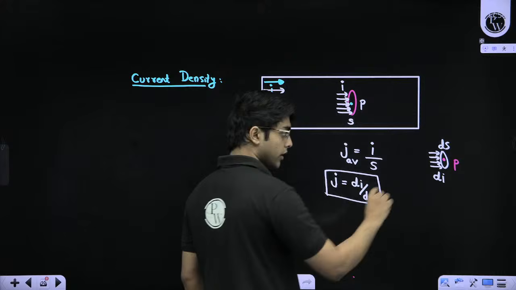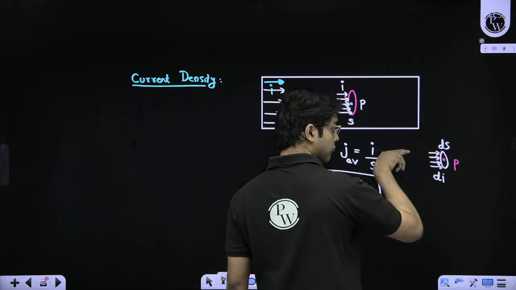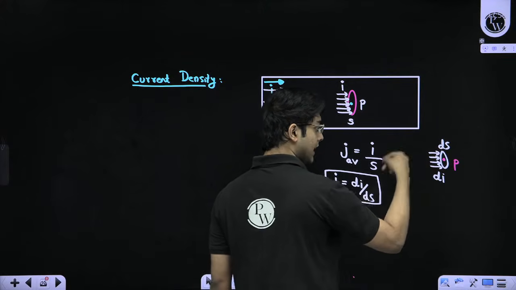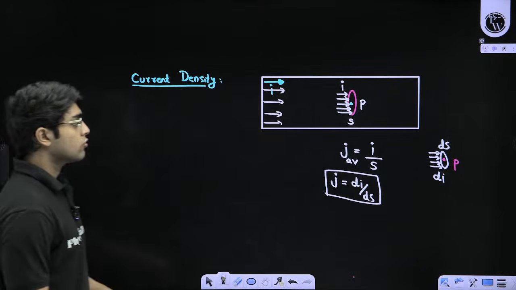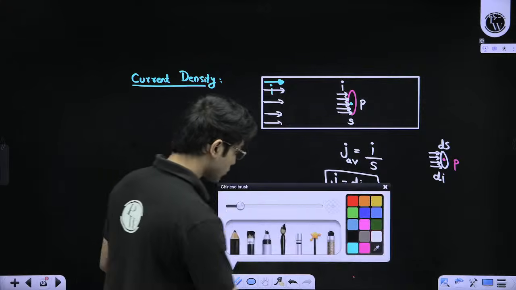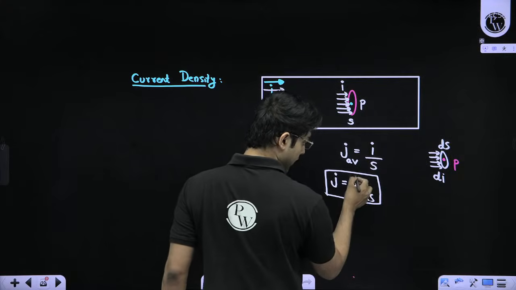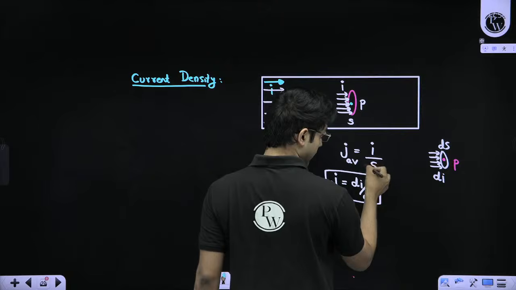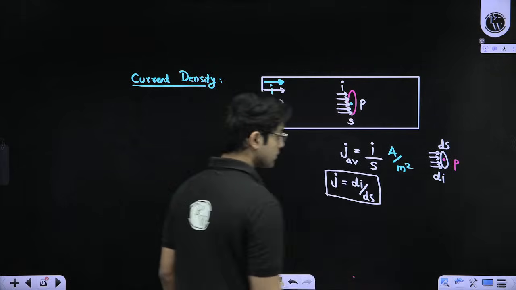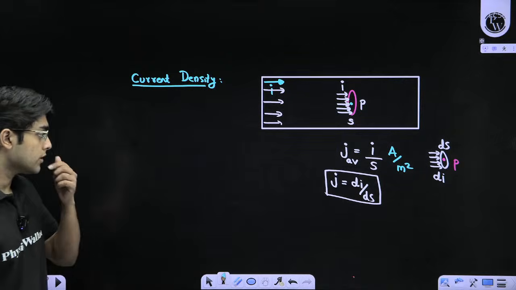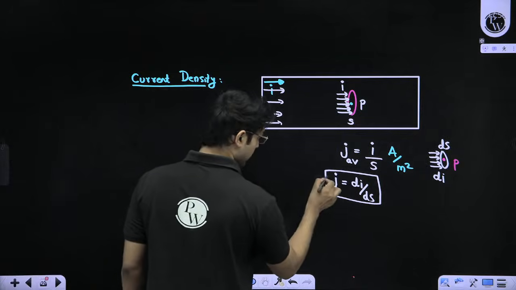So if I am talking about a small ds area, if more current passes through it, greater is the current density through that ds, okay? So the unit also you guys can just see, it is going to be current divided by area, right? So ampere per meter square, okay? And the most important thing is this is a vector quantity, okay?